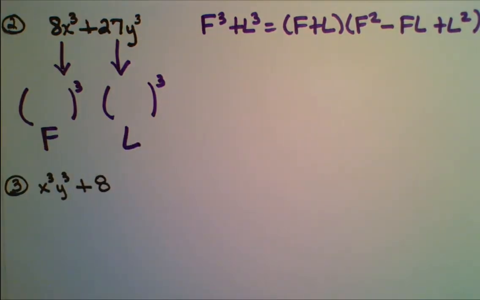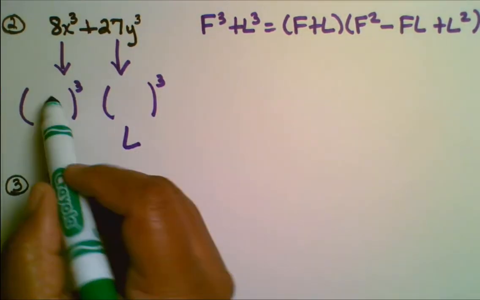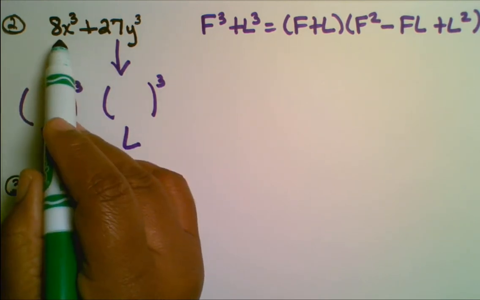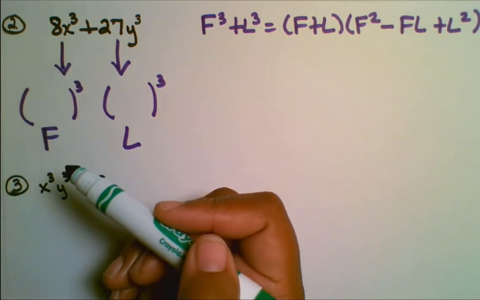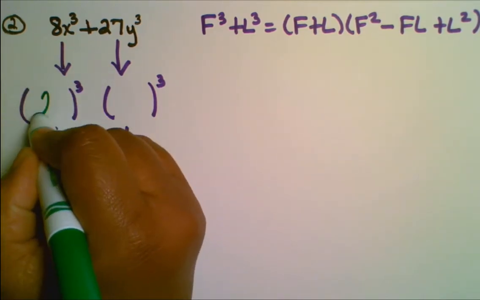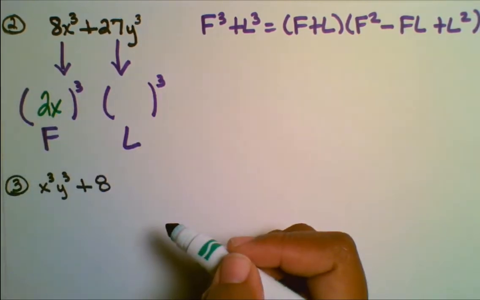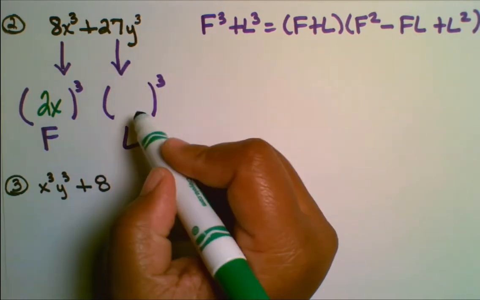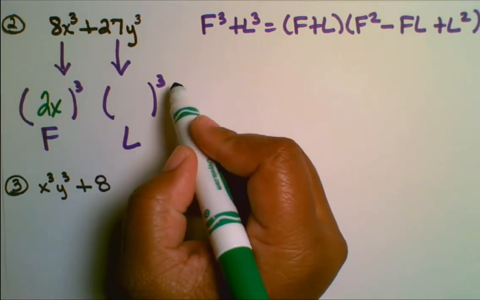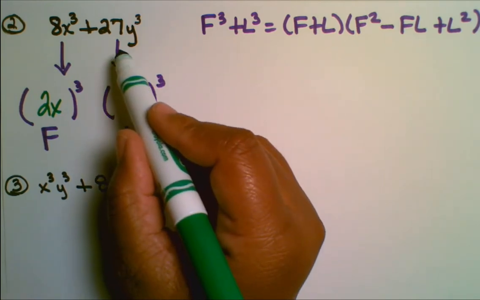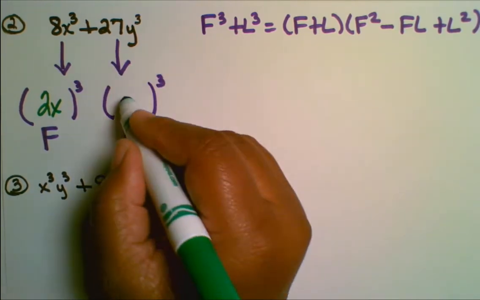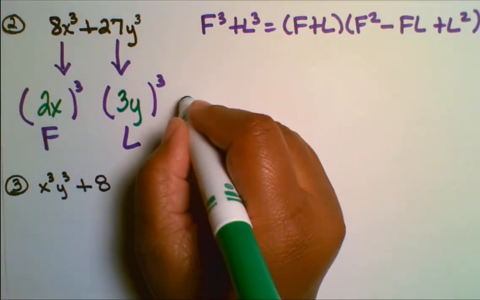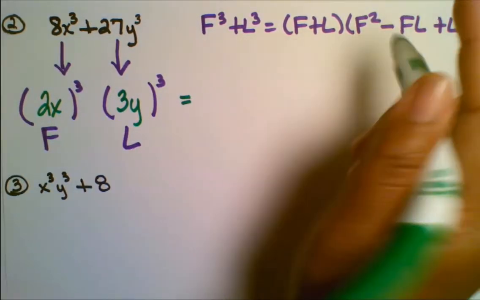All right, so help me out here. Let's look at the first term. What would be that factor that when we multiply it 3 times, it would give us 8x cubed? That would be 2x. And for L, let's look at 27y cubed. What would be that factor that when we multiply it 3 times would give us 27y cubed? That will be 3y. So we have our F and L.